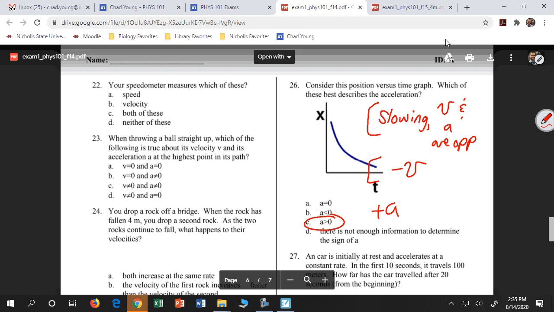Don't think of positive, negative acceleration in terms of slowing down or speeding up or vice versa. Think of it in terms of the direction. Is it in the same direction as the velocity or opposite the direction of velocity? Okay.